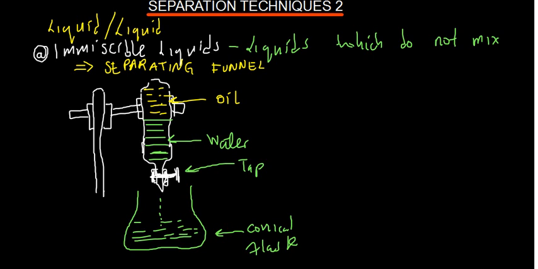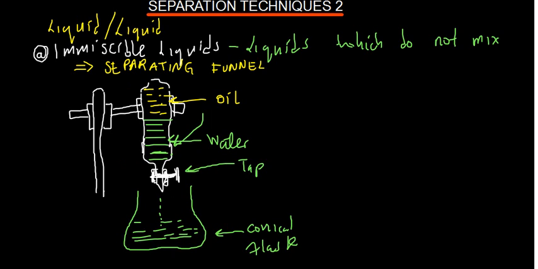So when all the water has dropped into the conical flask, you close the tap. When you close the tap, only the oil is going to remain, and that oil is going to remain in the what? In the separating funnel. This is the separating funnel. So when you do that, you have separated a liquid from another liquid. Okay, so basically that is what you get to do.